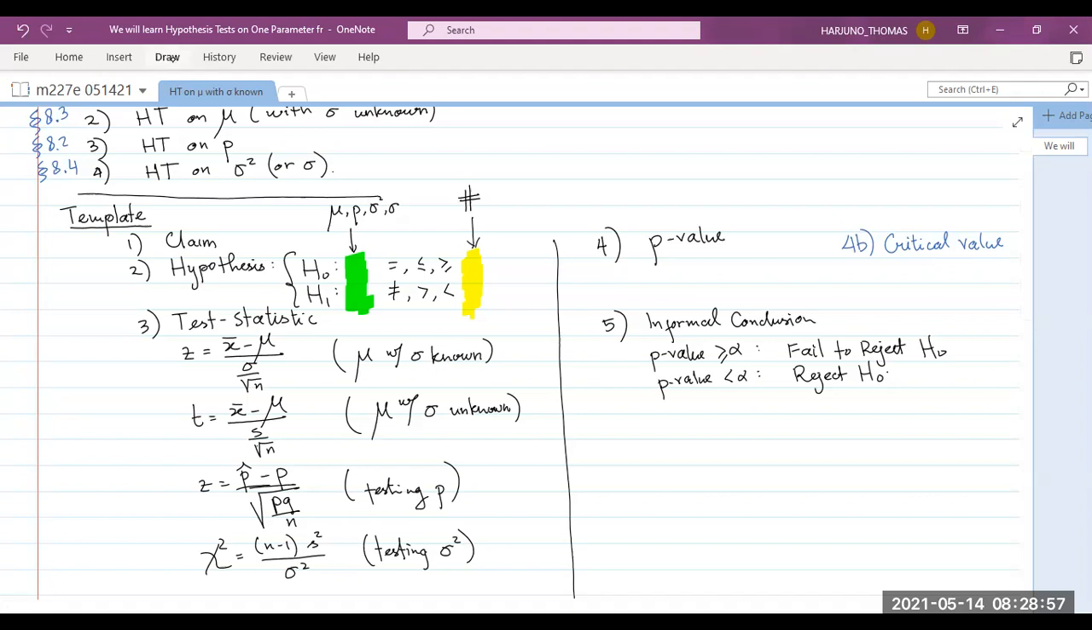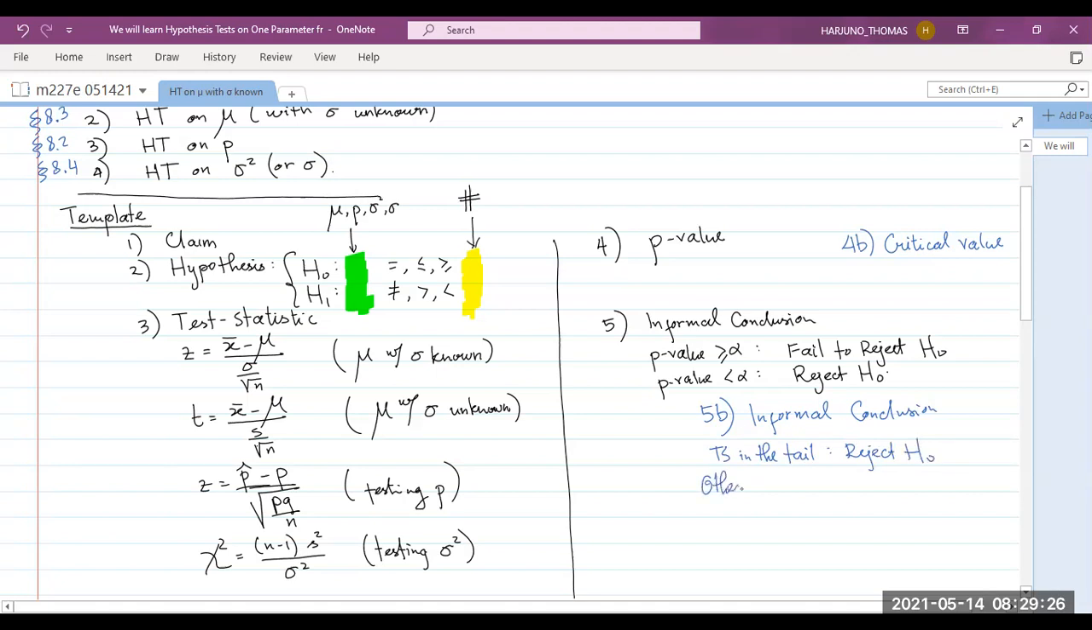Now, if we use the critical value method, the traditional method, the rules will be the informal conclusion. So both of them actually have an informal conclusion. If the test statistic is in the tail, then we'll reject the null hypothesis. Otherwise, fail to reject the null hypothesis.